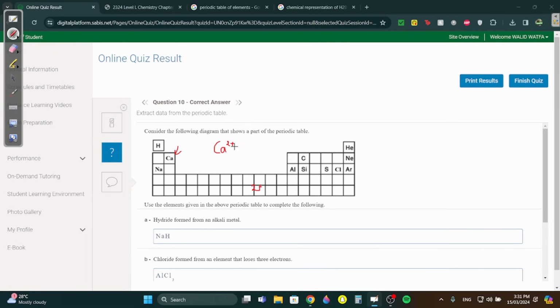For calcium, Ca2+ plus oxygen, which is O2-. You know, oxygen is O2-. Crisscross, they cancel 2 with 2, you get CaO.